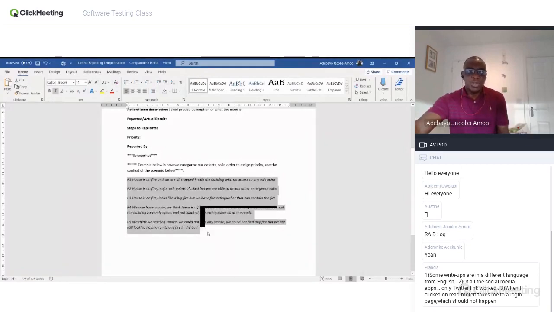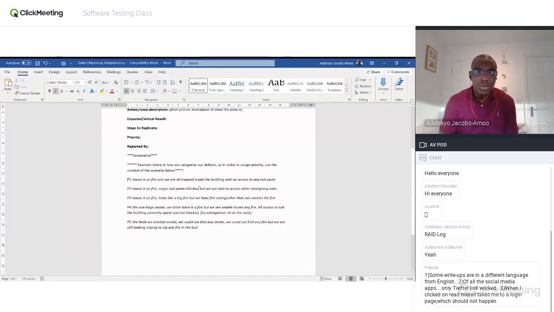Let's go through it. The first one, P1: house is on fire. We are all trapped inside the building with no access to any exit point. What's going to happen? We are all going to die. End of story. We can't get outside. We can't make a phone call. We can't do anything. The house is entirely on fire and we are all trapped. That's a showstopper. Nobody's going anywhere. It's done.